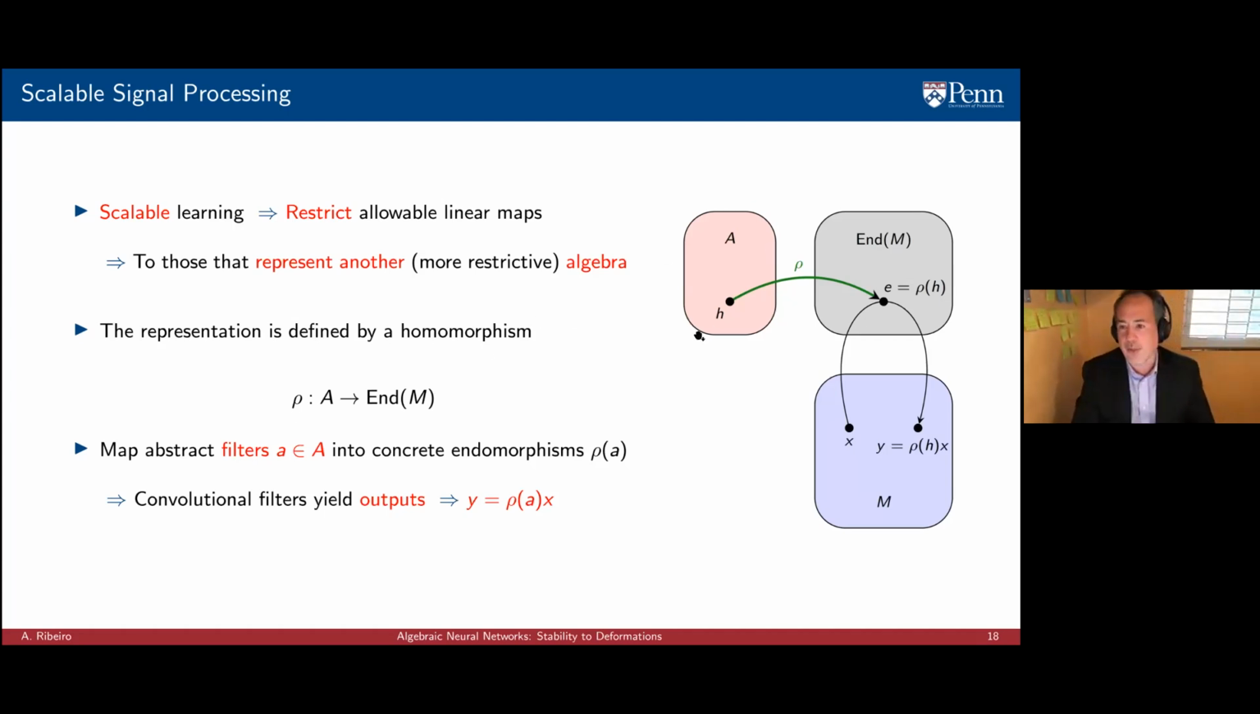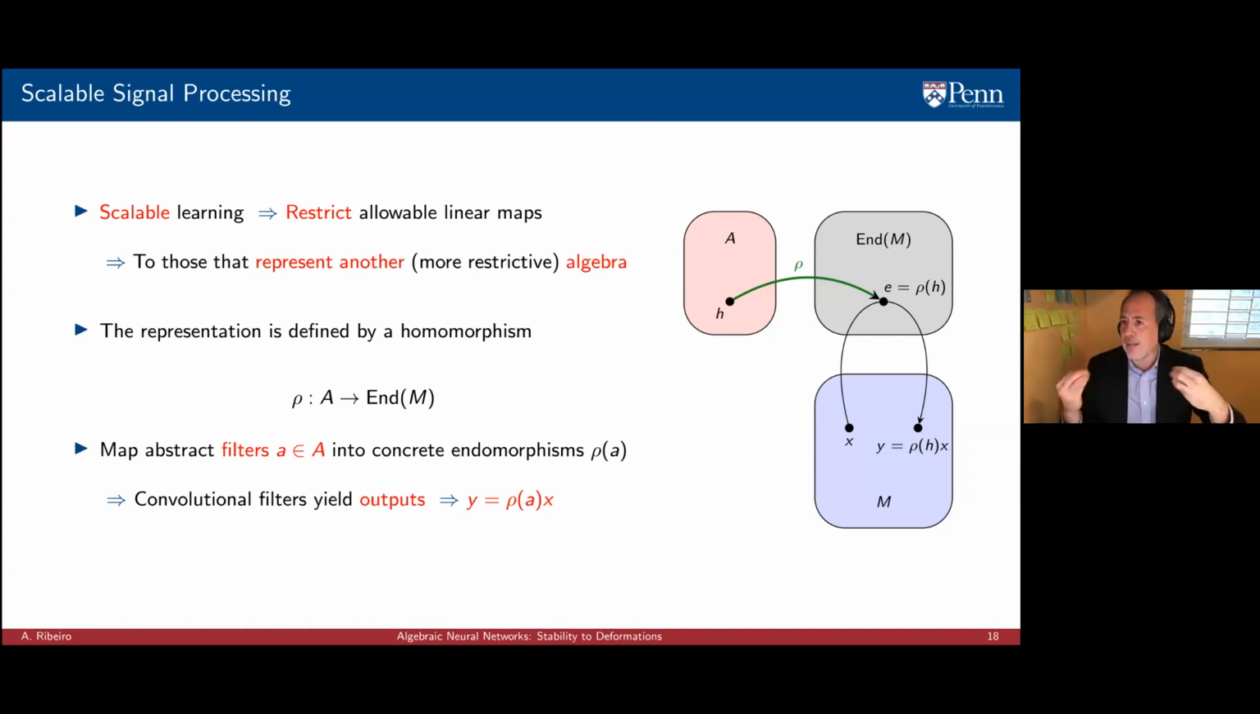Let us introduce another algebra. And I say another algebra because the space of endomorphisms is also an algebra. And that algebra will have the purpose of restricting the set of allowable linear maps. And it's going to restrict it to those that are representatives of the elements of the algebra. The representation here is defined by this homomorphism, which maps elements of the algebra A into elements of the endomorphism of M. So filters, convolutional filters, I am going to define them as elements of this algebra. And those elements of the algebra, those filters, are going to operate on signals to produce outputs y, which are given by the application of rho of A to X.